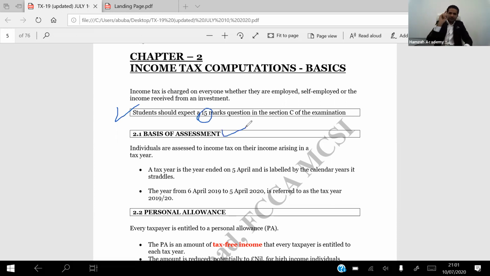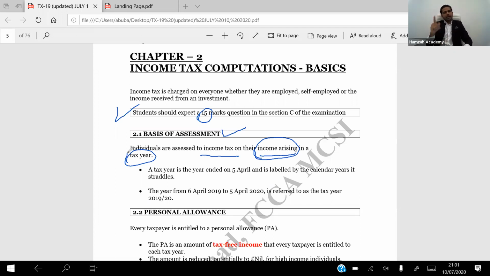Basis of assessment is the first thing you will learn. So what is basis of assessment? It means on what basis we are going to assess that individual who is going to pay tax. Individuals are assessed for income tax on their income arising in a tax year. Income arising in a tax year. That's it. Income arising means my income, being an individual, coming from any source in a tax year.